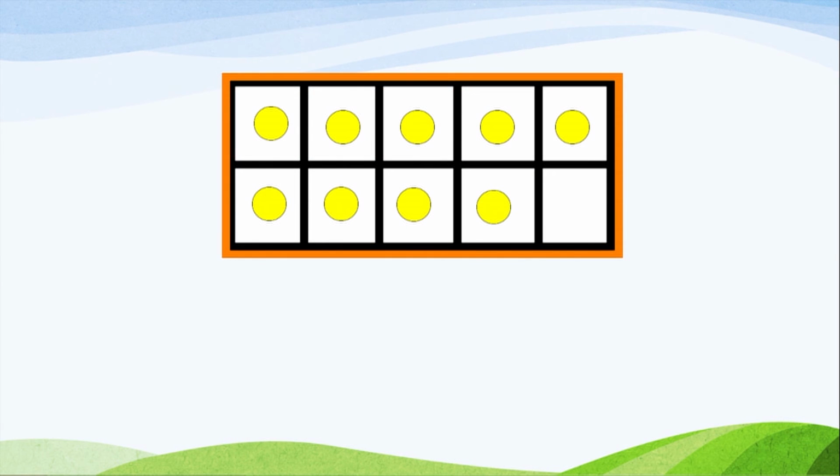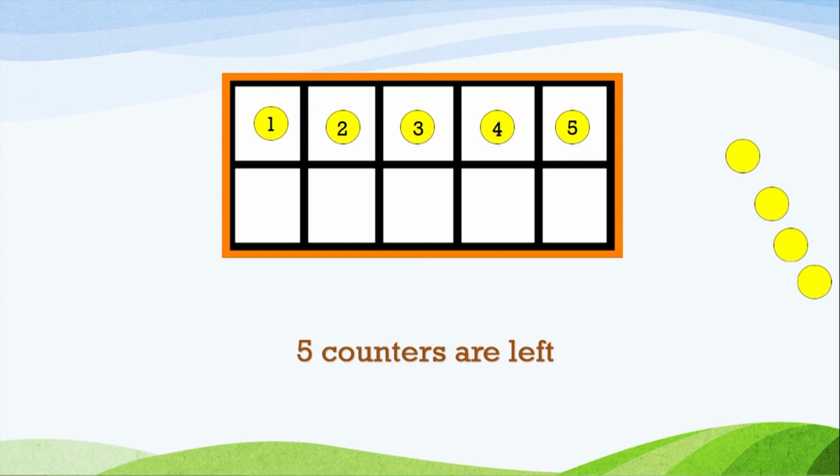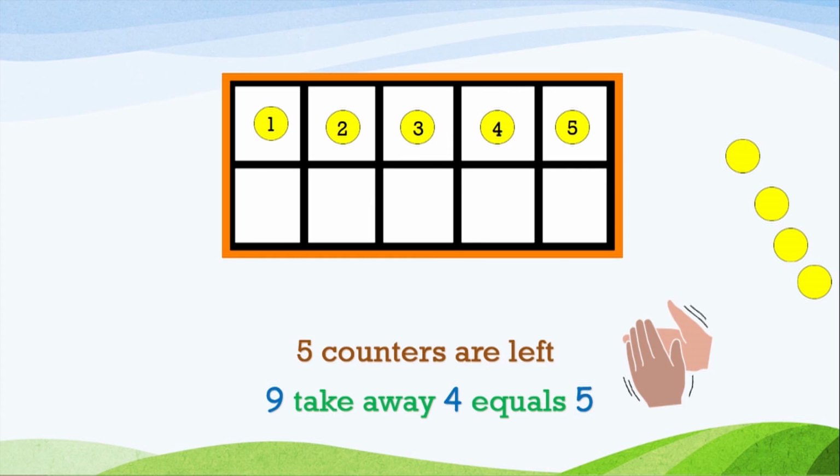So here are 9 counters. We took away 4. How many are left? 1, 2, 3, 4, 5. 5 counters are left. 9 take away 4 equals 5. I'm clapping for you, boys and girls.